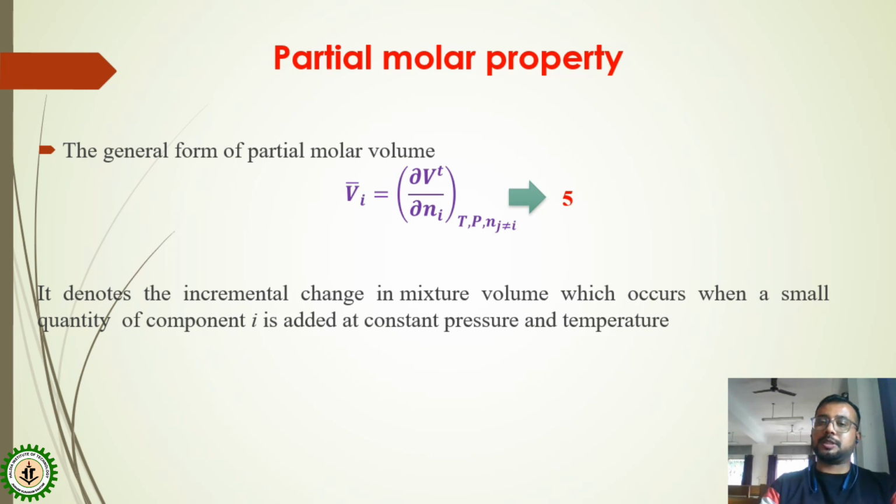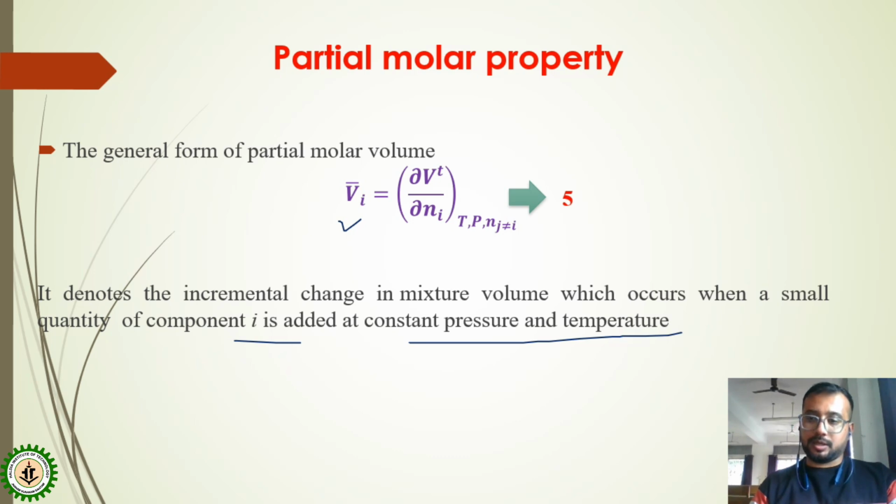So the general form of partial molar volume is Vi bar, where i is the ith component present in the solution, equal to delta Vt by delta Ni at constant temperature, constant pressure and number of moles of the jth component, where j is not equal to i. It denotes the incremental change in mixture volume which occurs when a small quantity of the ith component is added at constant temperature and constant pressure. Also, the number of moles of the ith component is not equal to the number of moles of the jth component.